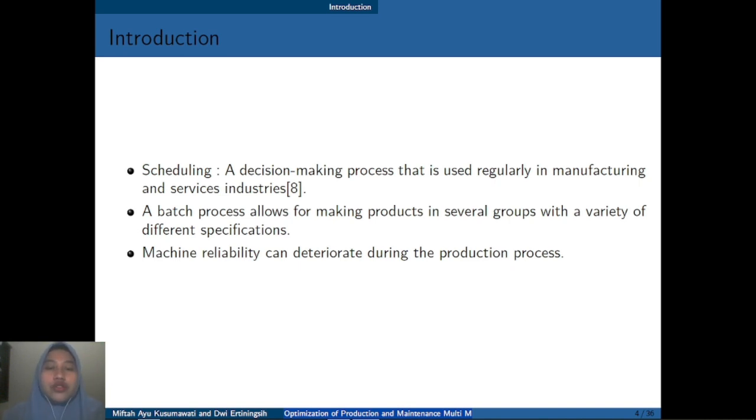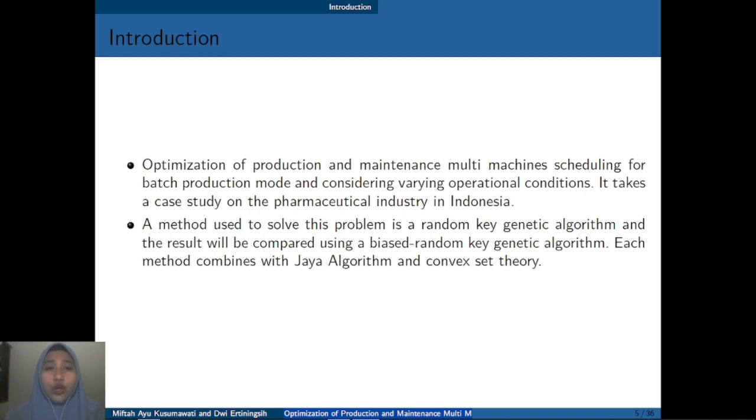Several things also need to be considered during a scheduling making process. One of them is machine reliability, because it can deteriorate during the production process. So, we propose the optimization of production and maintenance multi-machine scheduling for batch production mode and considering varying operational conditions. It takes a case study on the pharmaceutical industry in Indonesia.